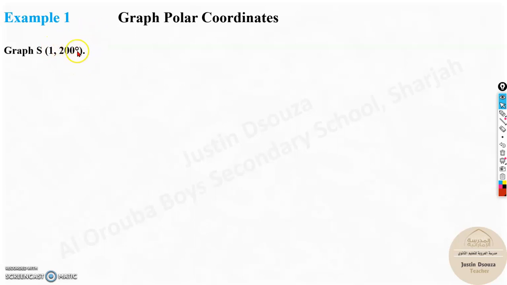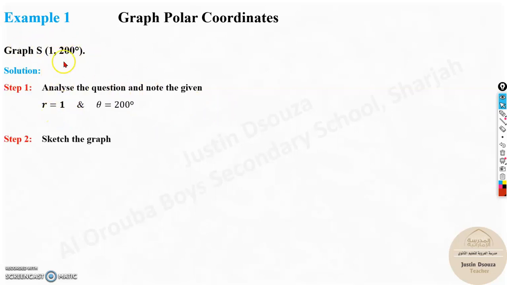Looking at this, you know this is the angle with the degree. If you remember the standard form, it's (r, theta). R is the radius, that's the first value, and then this is 200 degrees. That's the theta. So first let's analyze the question and note the given: radius is 1 and the angle theta is 200 degrees. And then let us just sketch the graph.